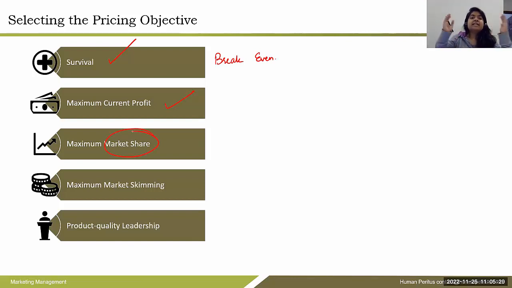Maximum market share is getting the maximum number of people to buy your product. So this is basically related to sales.